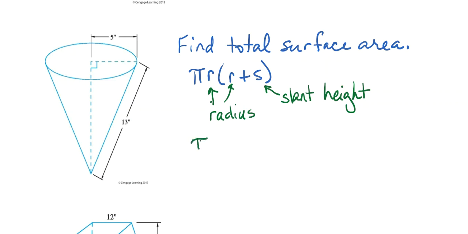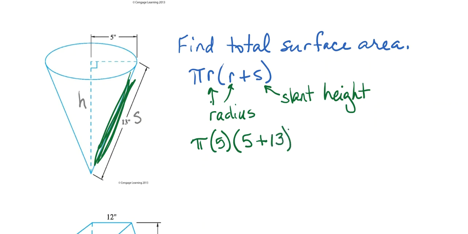We do know pi, it's a number. R is our radius of the circle, which is 5 inches. So pi times 5 times 5 plus the slant height, which is 13. So this is the slant height right here, because it is slanted compared to the straight up and down height, which would be that. So this is H, this is S. So 5 plus 13. So I'm going to take pi. Remember that I would like you to use the pi button, not 3.14. So pi times 5 times 18.